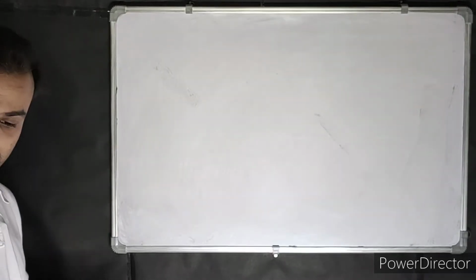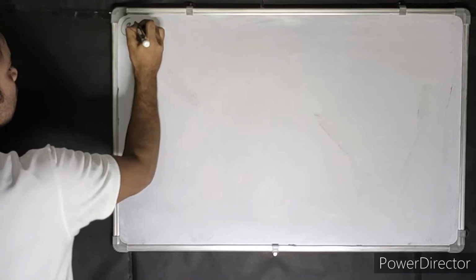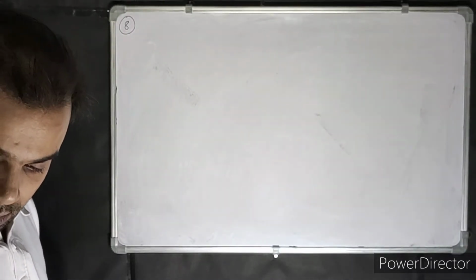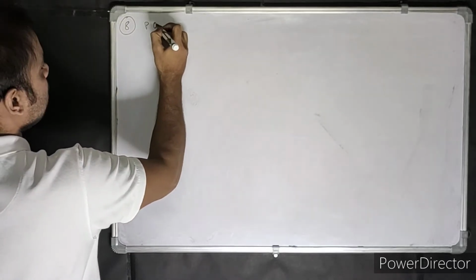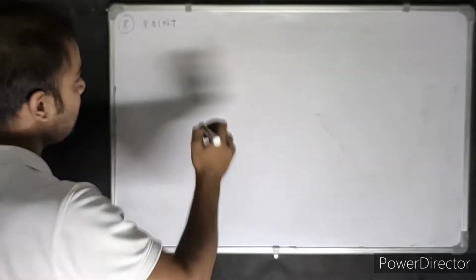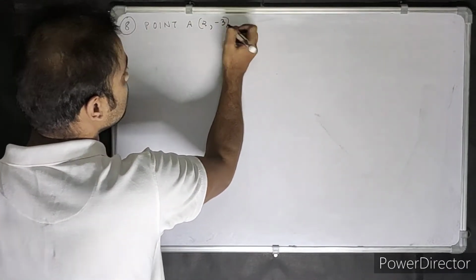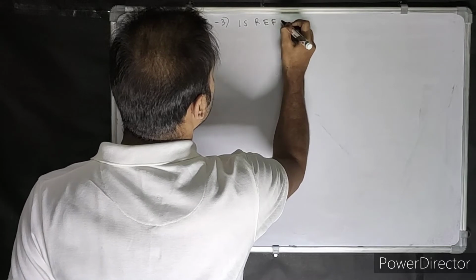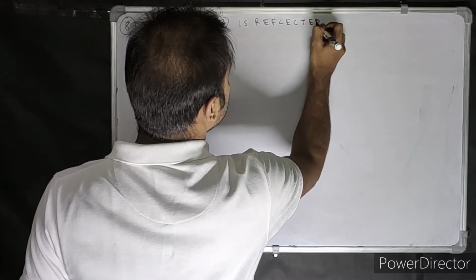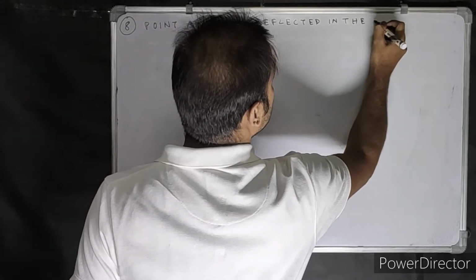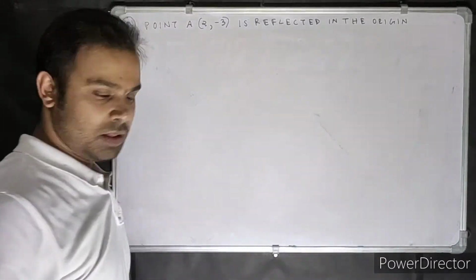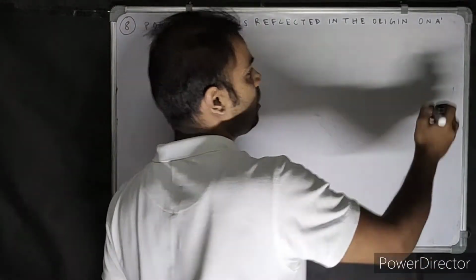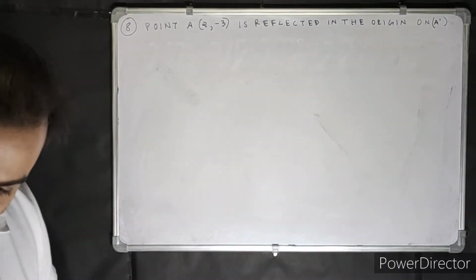So next question is question number 8. Question number 8 says that a point A, that is 2 comma minus 3, is reflected in the origin on A dash.